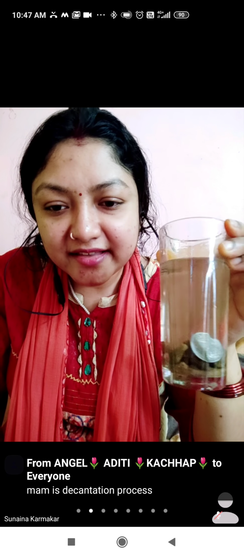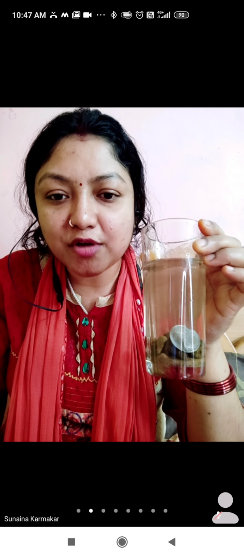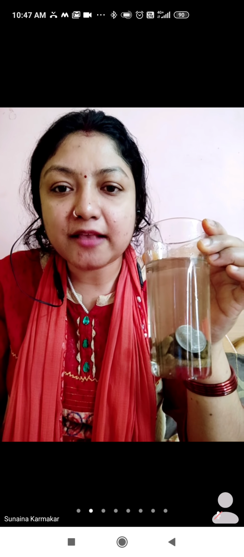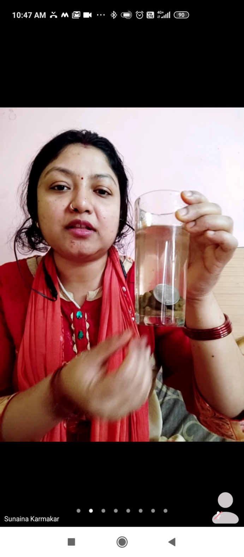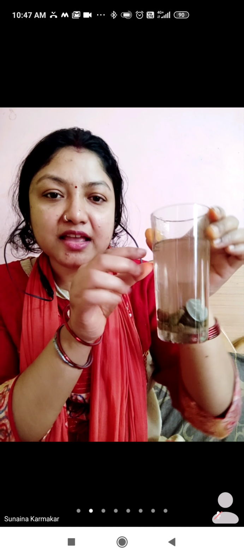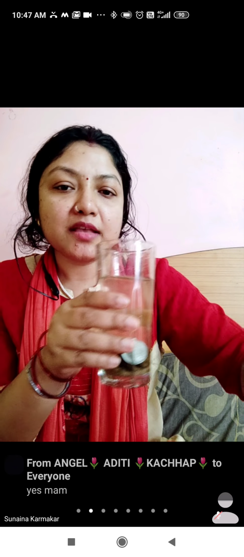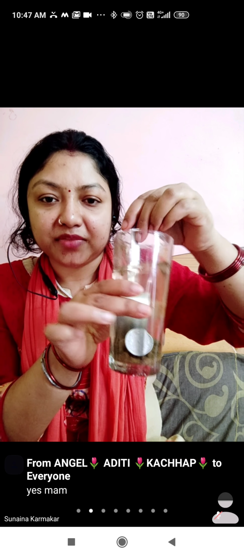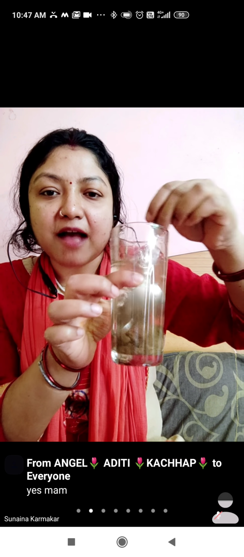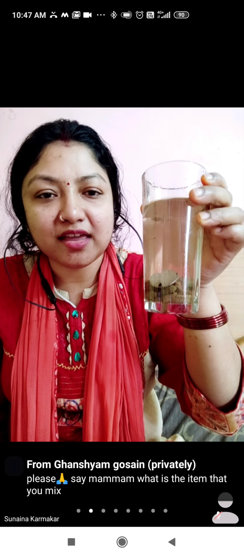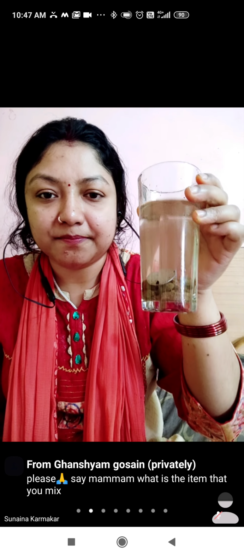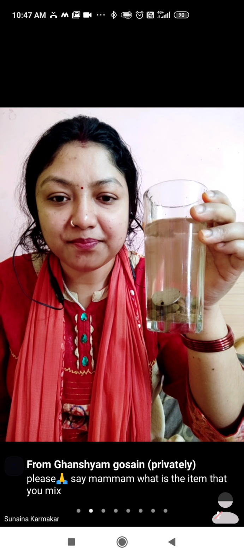So Angelita is writing that this is the decantation process. You had read in class 4. I had taught you that this is the decantation process, means after some time only this will settle down on the bottom, and clear water will be visible. You can mix it with the spoon, but after some time only it will go down. Okay, it will settle down on the bottom. Understood? Yes.